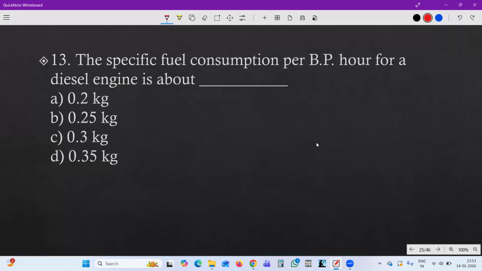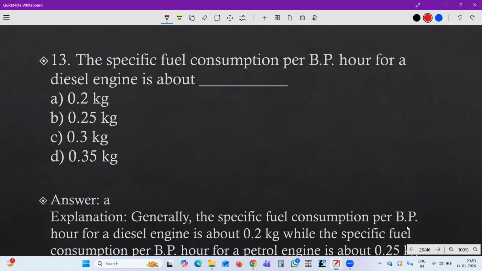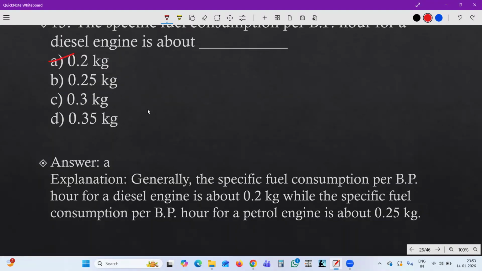The specific fuel consumption per BP for a diesel engine, which we just saw, is A. So let's see the answer here. It is A. Generally, the specific fuel consumption per BP for a diesel engine is 0.2 kg, while for a petrol engine it is 0.25 kg. So we have seen both questions.